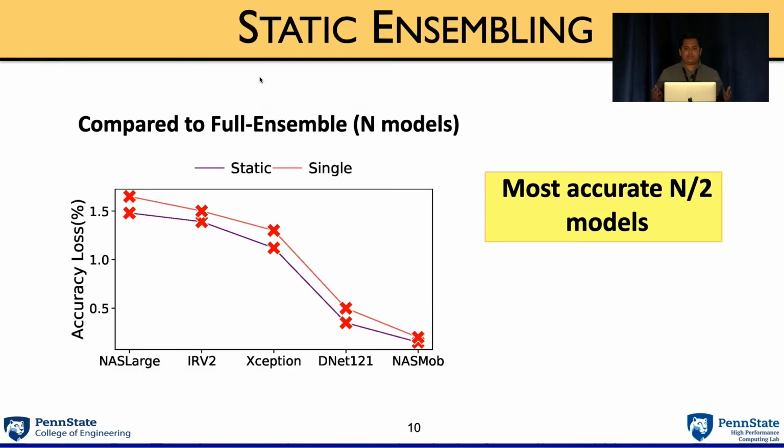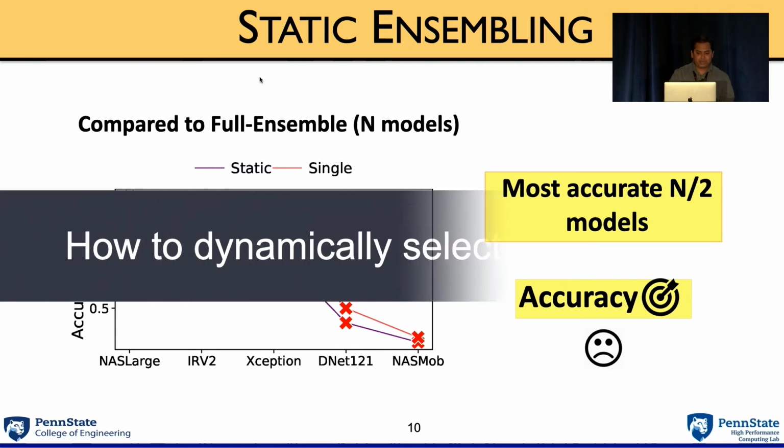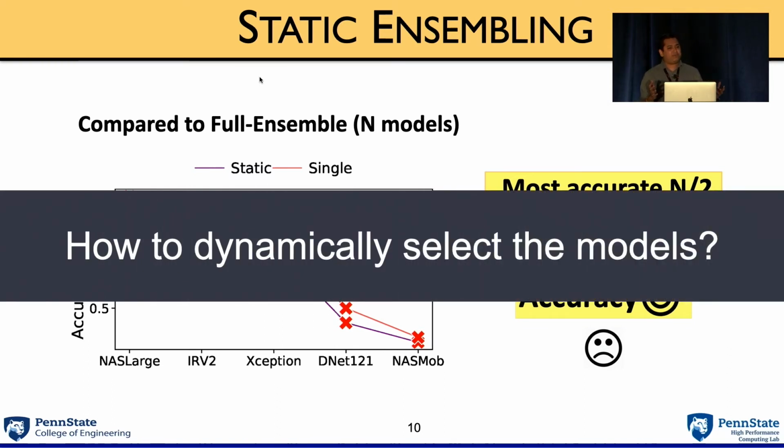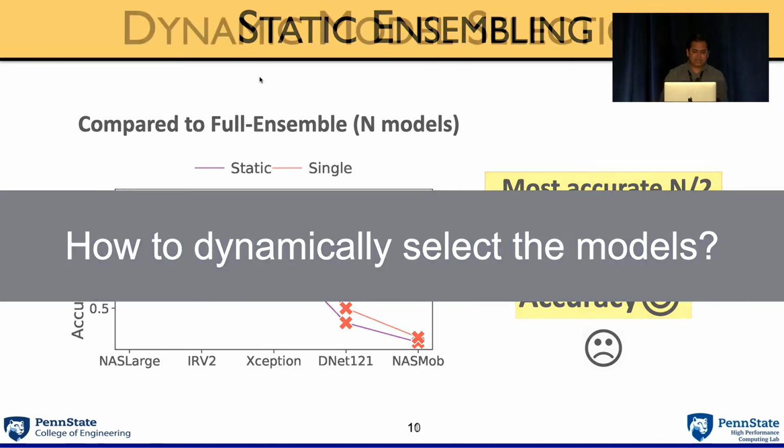So the first solution we came up with was to do something static. Let's chop the number of models that we select by half. And no surprise there, the accuracy shot down significantly. So how do we solve it? How do we dynamically select models when requests are incoming, SLOs are changing, and all that?